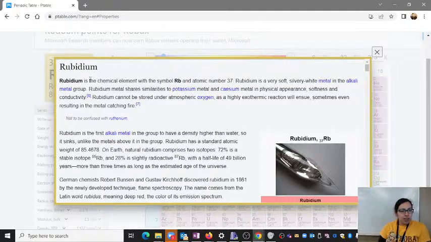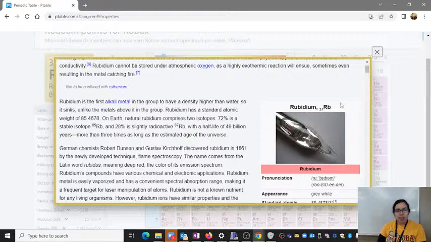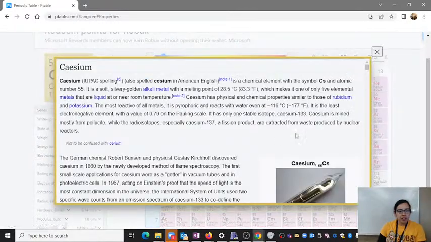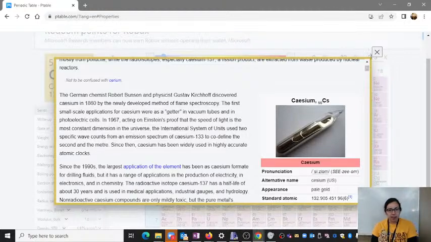And then rubidium, you would not be able to handle in air. So I'm sure you can watch plenty of explosion videos on YouTube. And so this is in a sealed ampule. And then cesium, again, you can't work with in air.